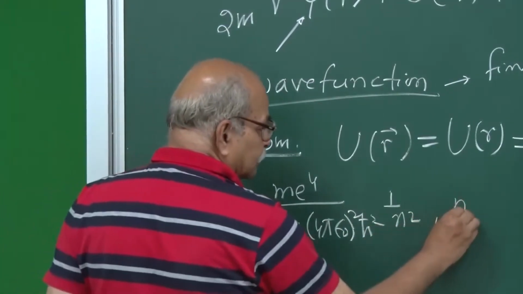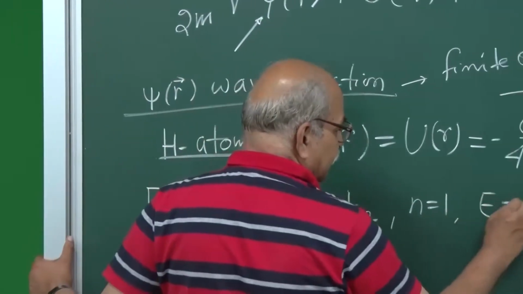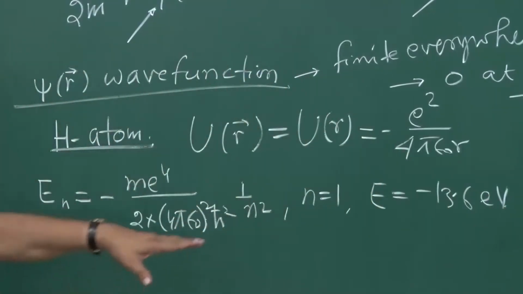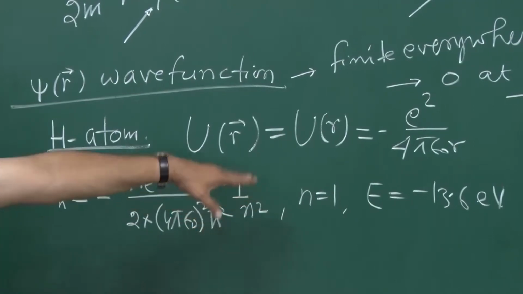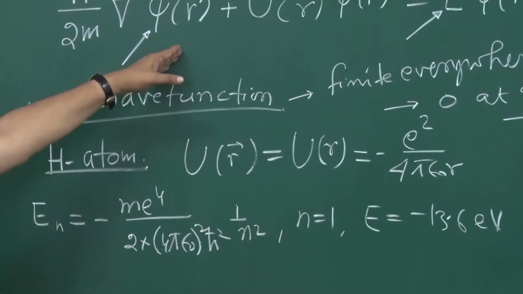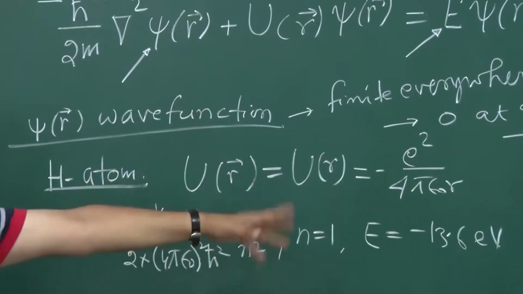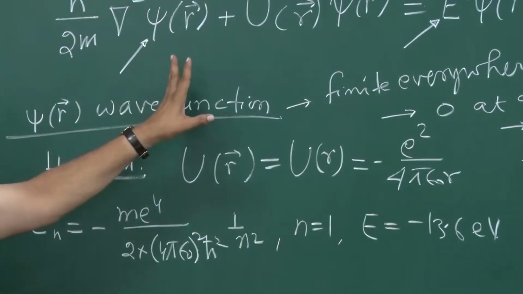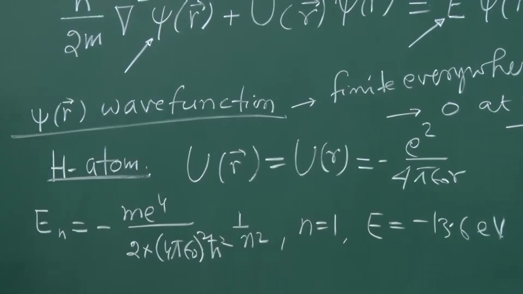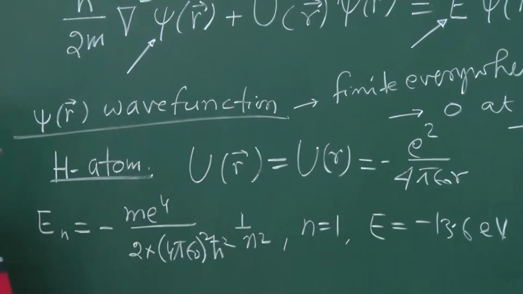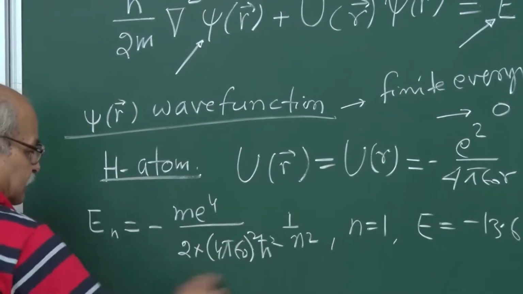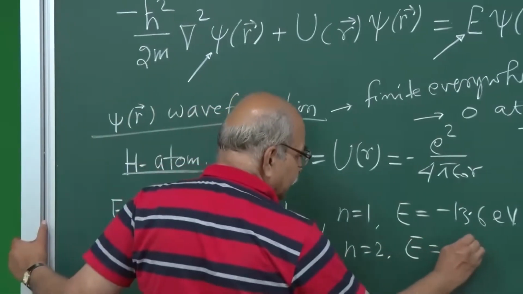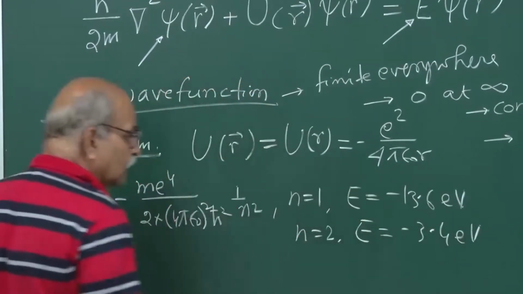So for n is equal to 1, that means the lowest one, the energy is minus 13.6 eV. Next one will be minus 3.4 eV, and so on. So for this energy you can find psi r. If you take some other energy, say minus 10 eV, maybe you will not find any psi there. So for this ground state, we have a particular wave function. Then you have n is equal to 2, which corresponds to E equal to minus 3.4 eV.